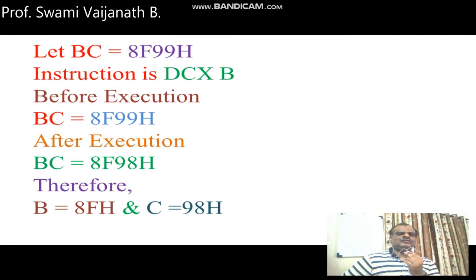Thus we discussed today three types of decrement instructions: DCR R, DCR M, and DCX RP. The DCR R instruction decrements the content of a register by 1, DCR M decrements the content of M by 1, and DCX decrements the register pair by 1.